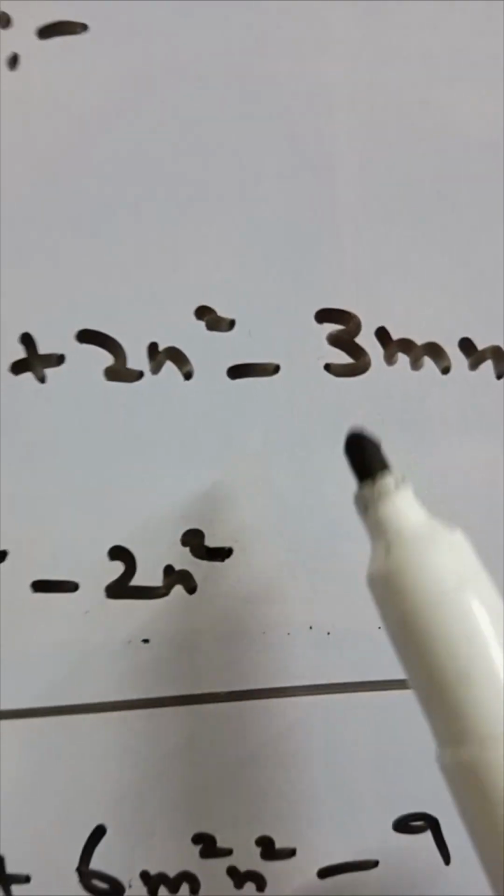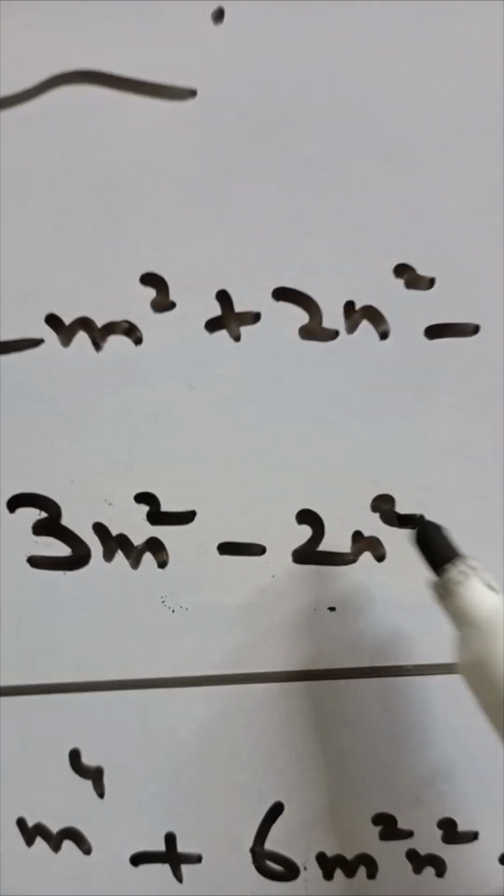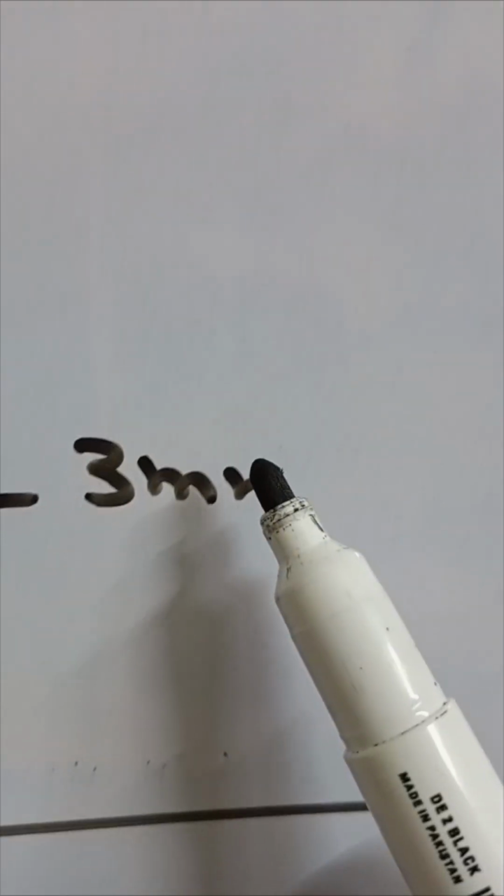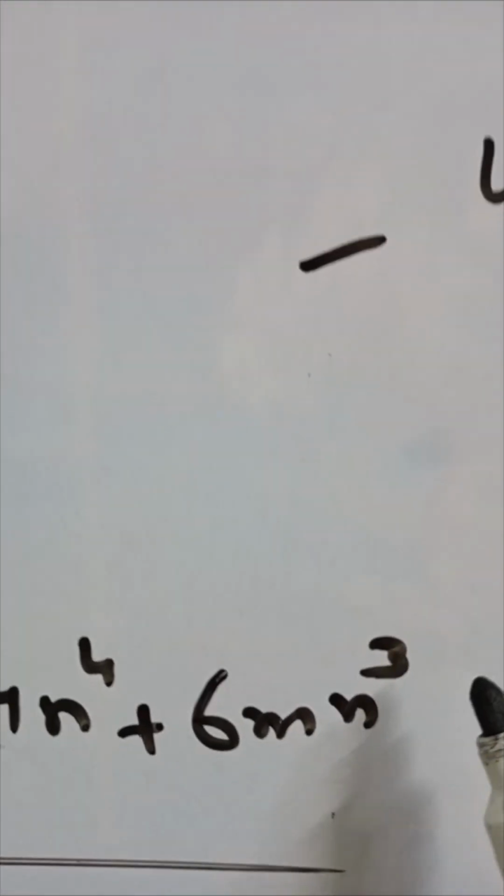Okay. Next one is minus minus plus, 2 3s are 6. 6 and m will remain the same, and n raised to power 2 and n raised to power 1, so it becomes 2 plus 1 is 3. 6 m n raised to power 3.